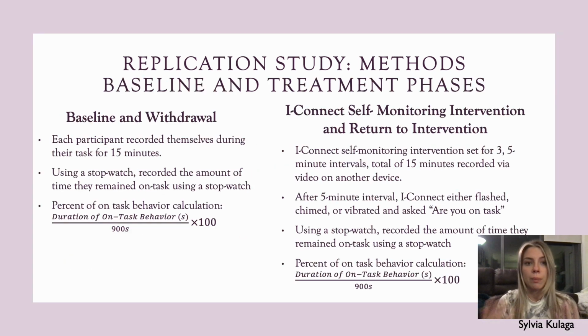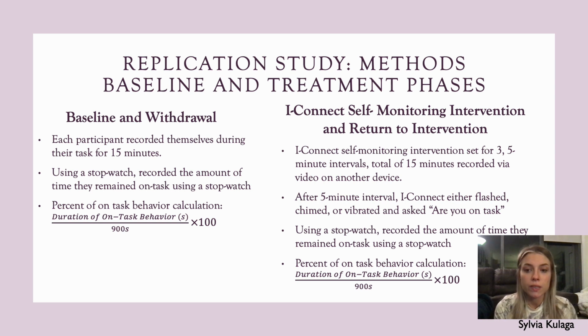So moving into the replication study methods, baseline, and treatment phases. To start, each participant took at least those 5 data points of baseline data. During baseline, the subjects were to record themselves for 15 minutes while doing some sort of assigned task, whether that was homework, studying, taking a quiz, writing a paper, reading an article, working on a presentation, whatever that may have been. The percent of on-task behavior was then calculated using duration of on-task behavior divided by 15 minutes or 900 seconds multiplied by 100.